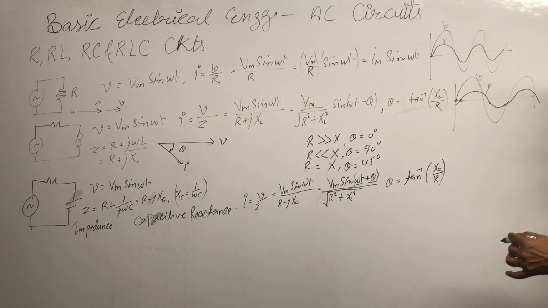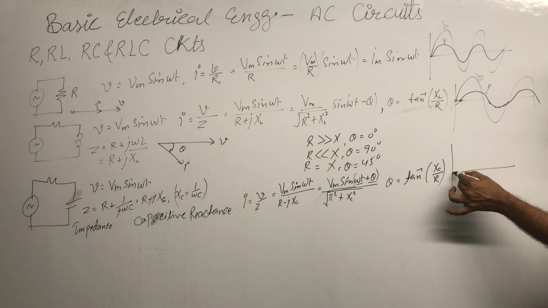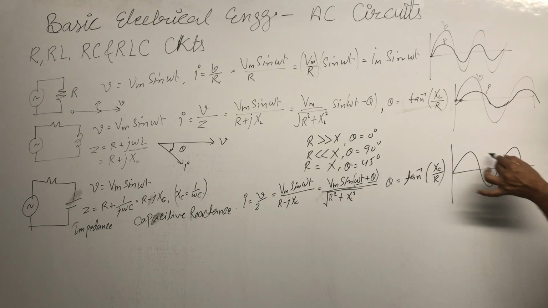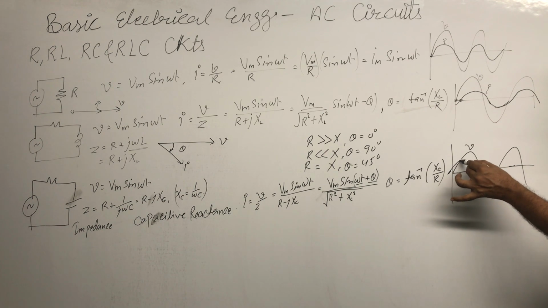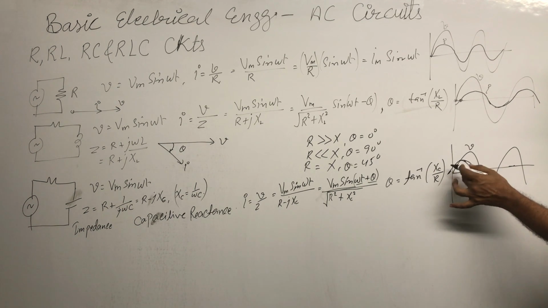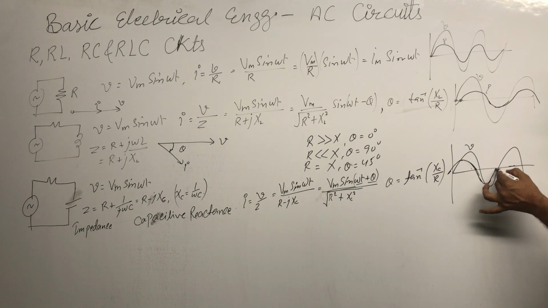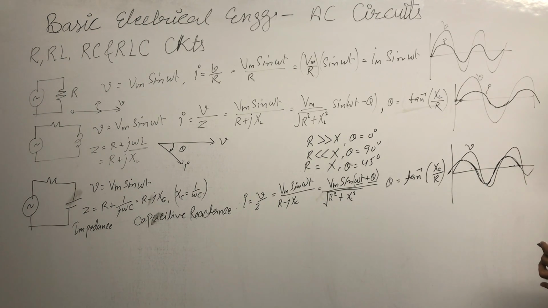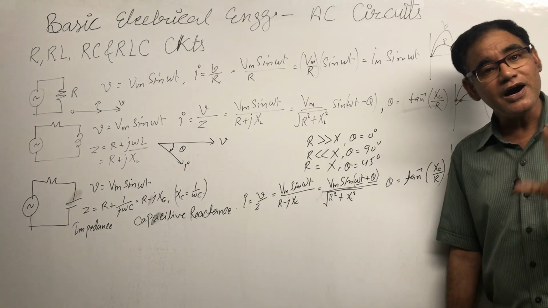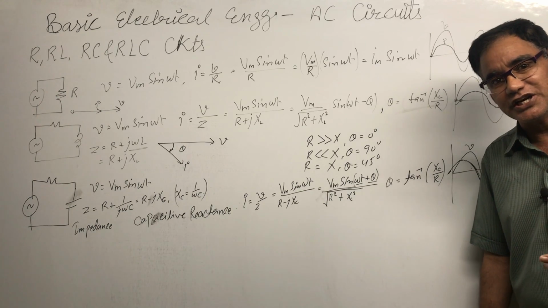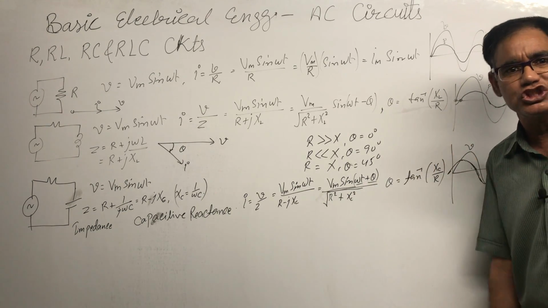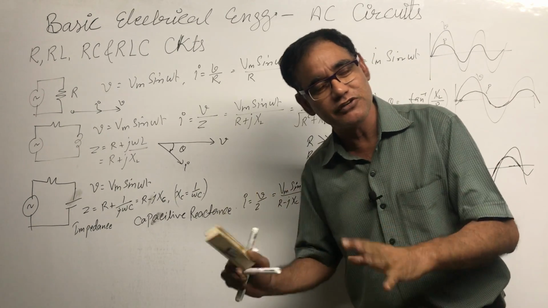If you want to represent the waveform diagram, then this is the waveform diagram. This is the voltage, and the current leads. Initially, the current starts ahead; current is leading from the voltage. Okay, so this is the way we can represent the RC circuit. This is a repetition of the previous lecture, so you can understand very well.